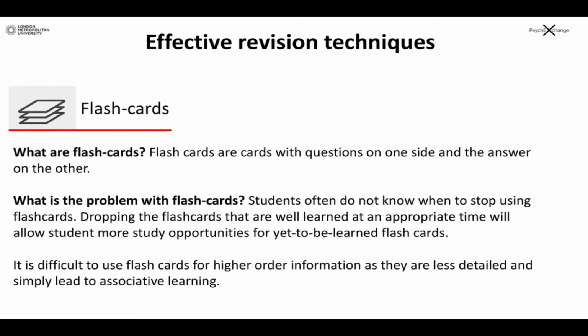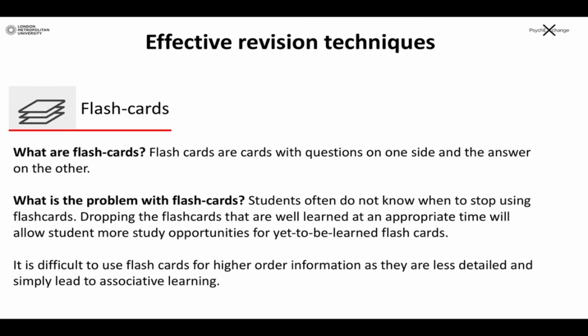Dropping the flashcards that are well learnt at an appropriate time will allow students more study opportunity for yet to be learnt flashcards. I know I used to do this a lot. I will test myself on cards that I already know to make myself feel better. Of course, this isn't beneficial at all. So put those cards down and move on to active learning on cards that you haven't learnt yet.